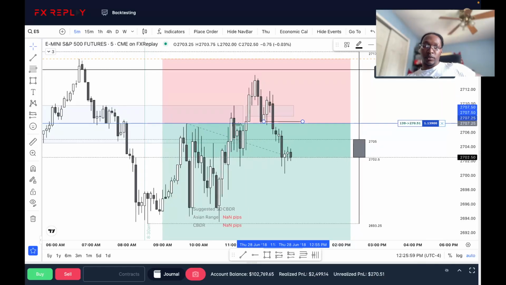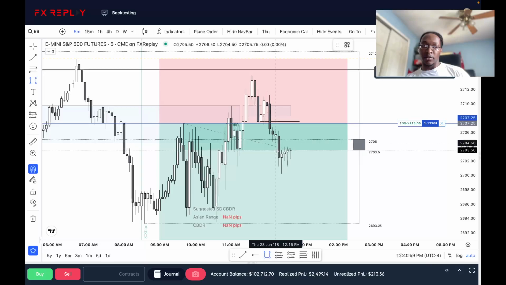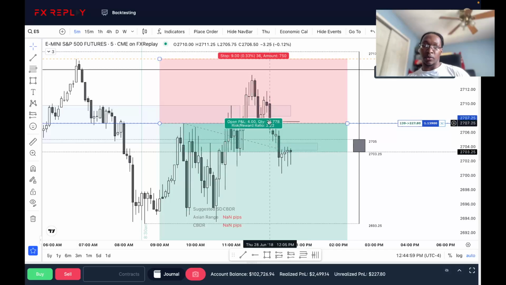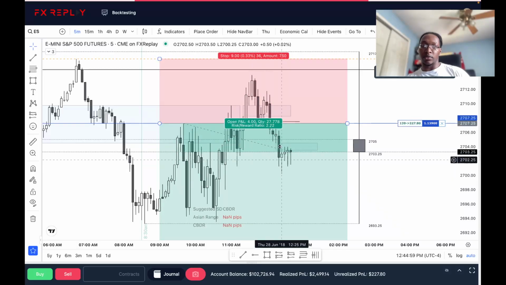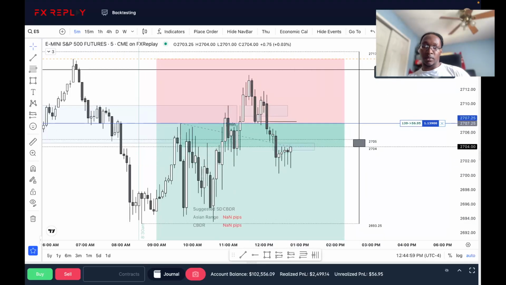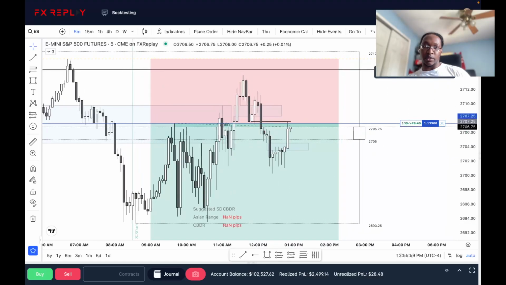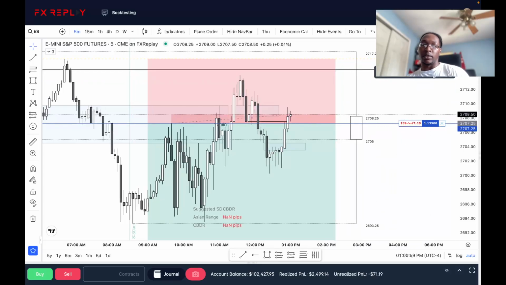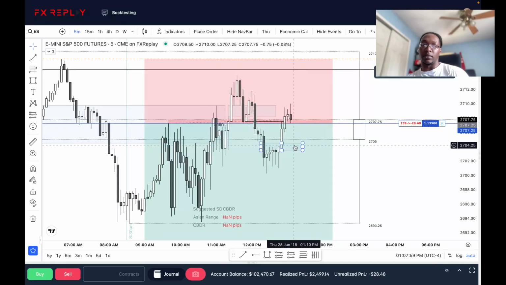That fair value gap here should resist price. If not, we come up into this fair value gap in this order block, but we have this old area of buying that should result in a new area of selling. Push back up into that fair value gap up there, and it looks like we're going to create a fair value gap. We may be clipped. It's PM.